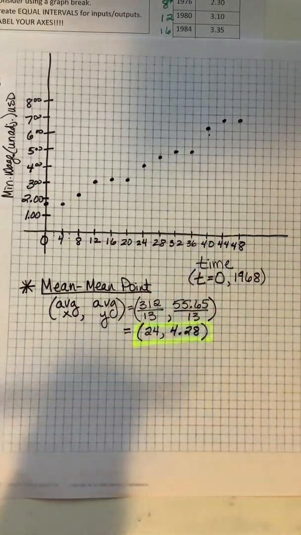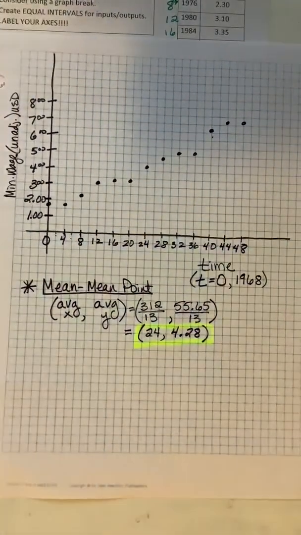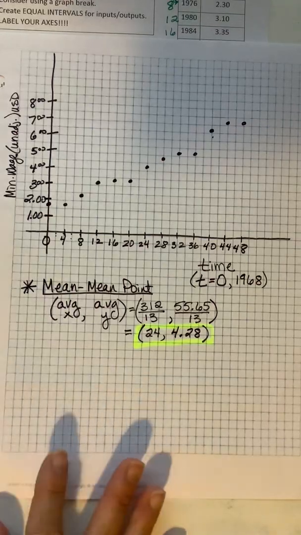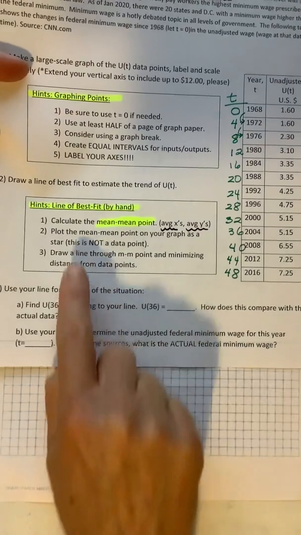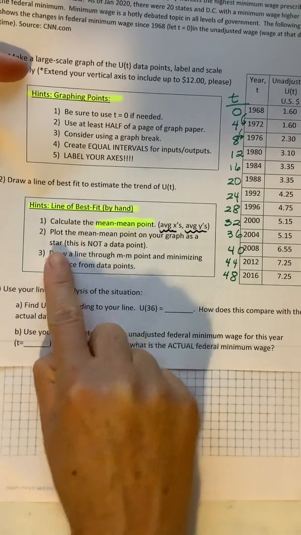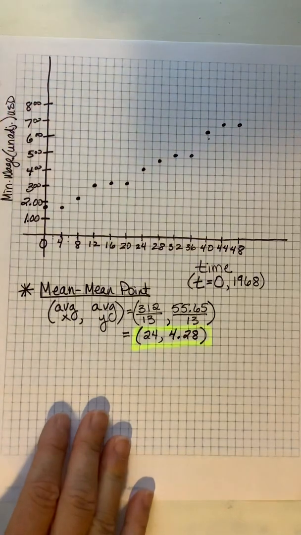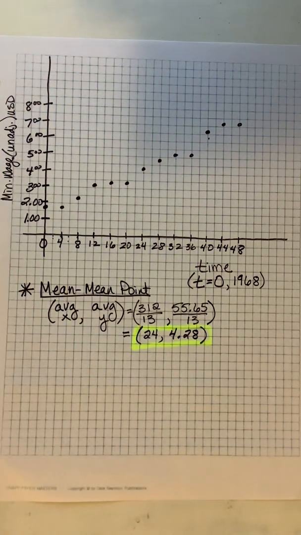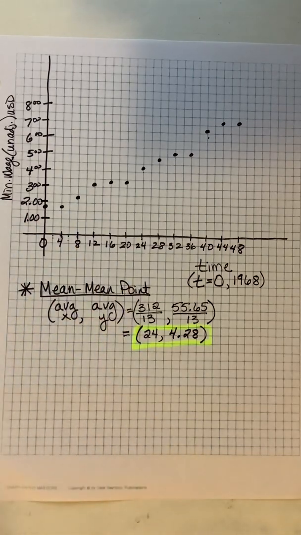So this is going to be my average, which means that this is going to be right in the middle of all of our data points. So the first thing that this says, when I look back at my steps here, is calculate the mean point, and then plot the mean point as a star. The reason why I plot this as a star is that this is not a data point. We do not want to get confused and think, oh, that's a data point. No, it's not. This is a calculated value that has nothing to do with points in time for this situation.